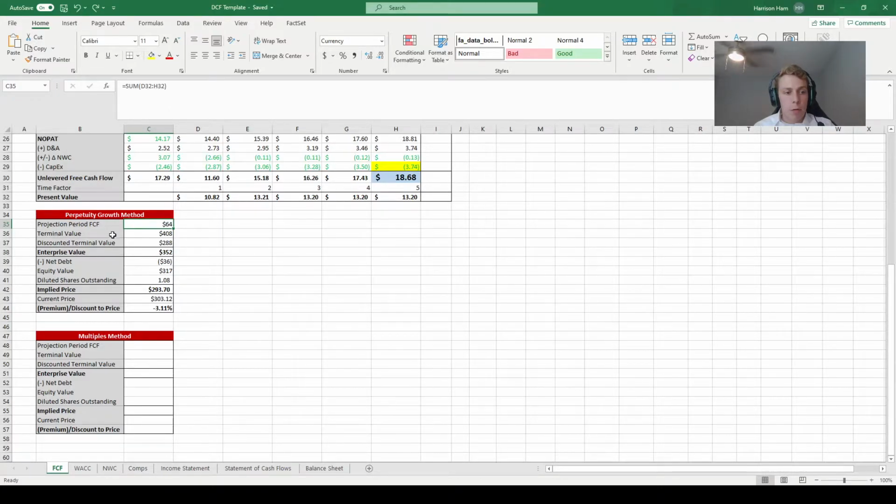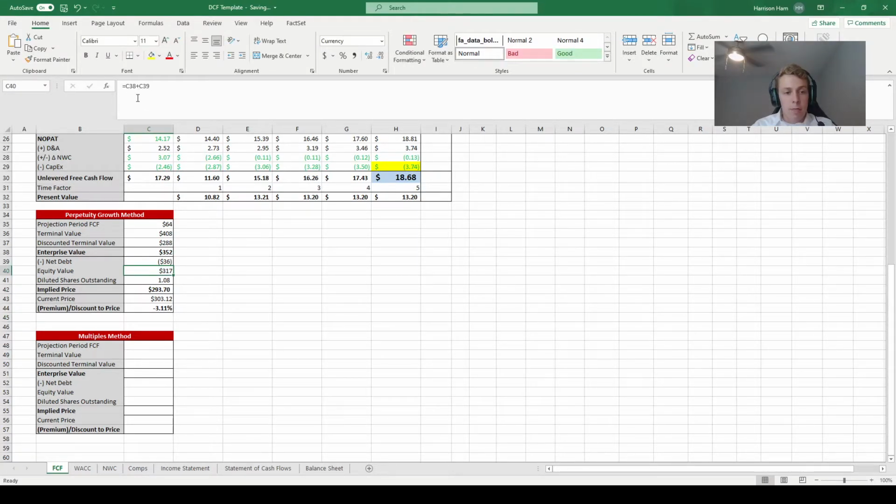So starting at the top and working our way down, first off with the projection period free cash flow, we need to make sure that both of these references are absolute. Then for terminal value, you can just ignore that because we're going to delete that in a second anyway. For the discounted terminal value, you want to make sure that these last two references are absolute, and that this first one, which references the terminal value, is not absolute. That way, when we paste it down, it'll reference this terminal value instead of referencing the old one. And then for enterprise value, you can leave that where it is. For net debt, you need to make sure that both of the references are absolute.